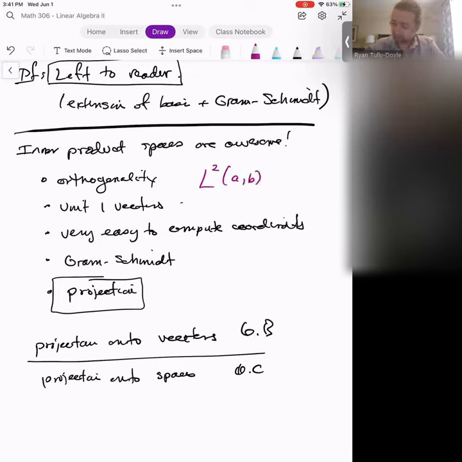This is equal to the set of all functions f that take, say, AB into C, so complex valued functions on the interval, such that the integral of the absolute value of f squared is finite. Beautiful. This is the basis of Fourier series. All kinds of, this is the rest of your life if you become an analyst.